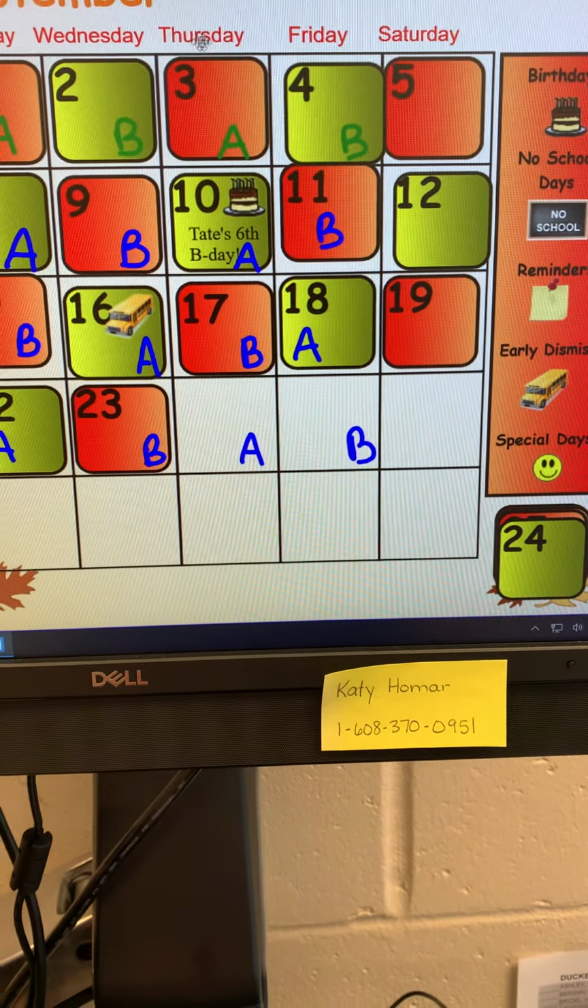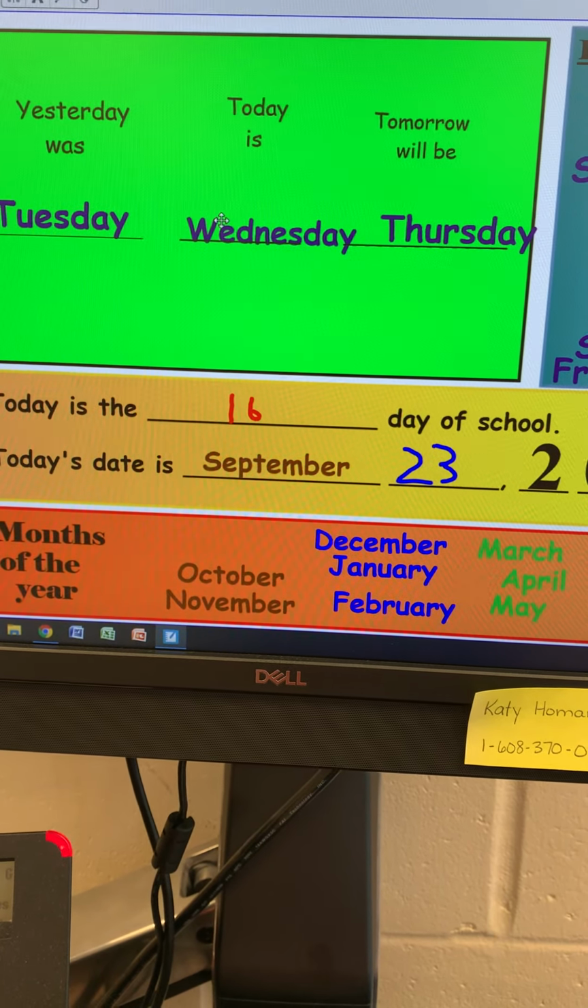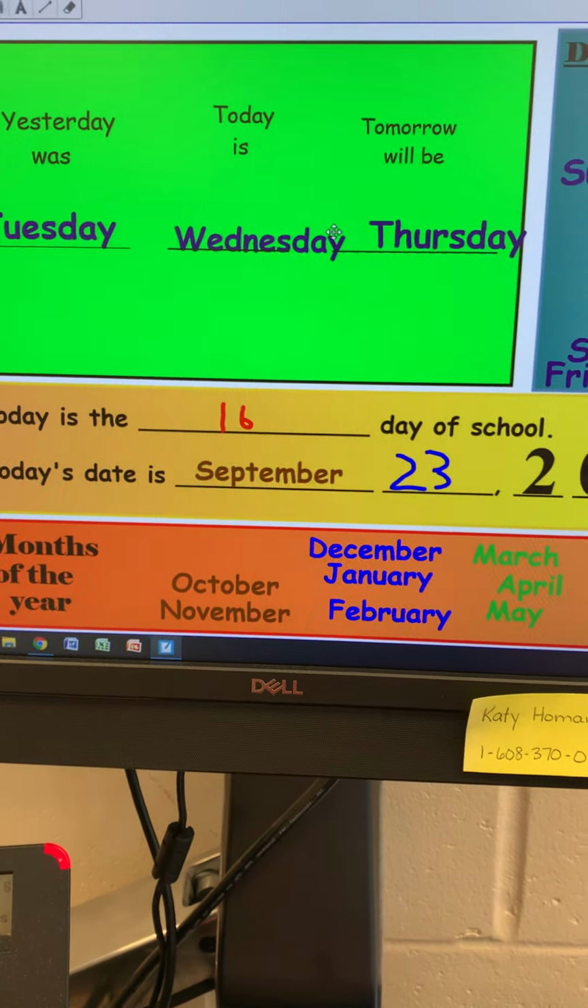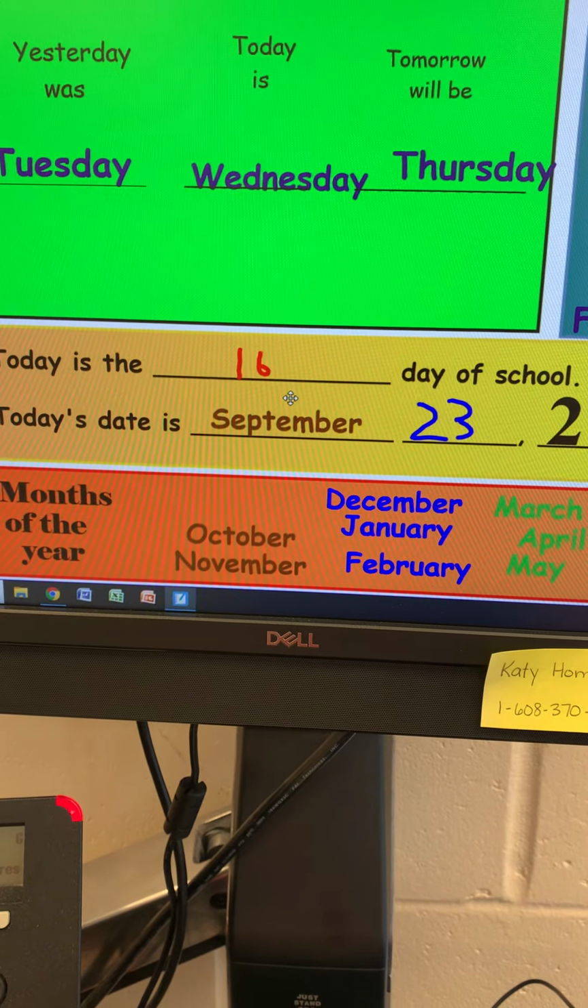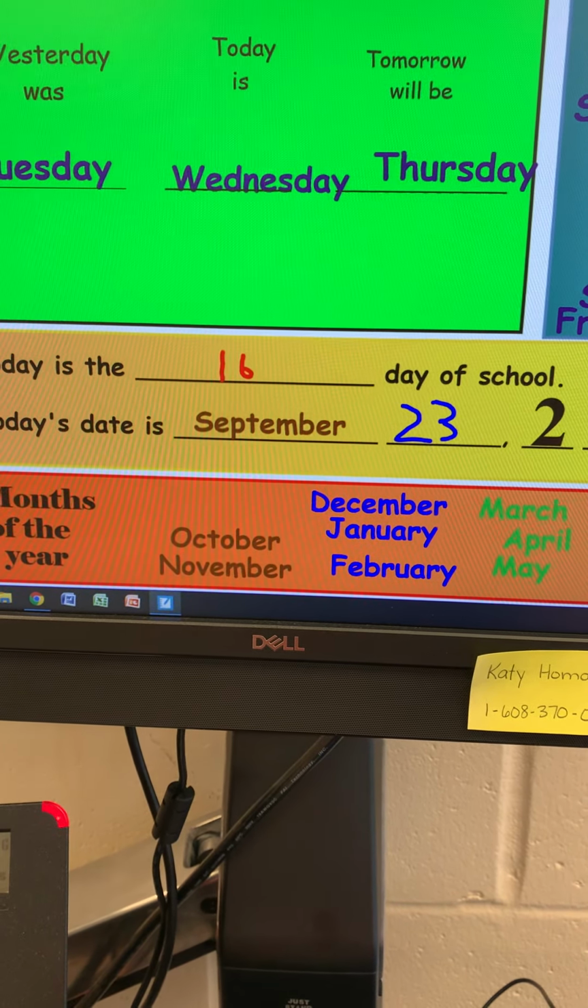Then next we have our yesterday, today, and tomorrow, where the kids, if you name a day right now anyway, your kiddo will be moving these in the correct places. We keep track of how many days we've been at school, including our at-home days, along with the date.